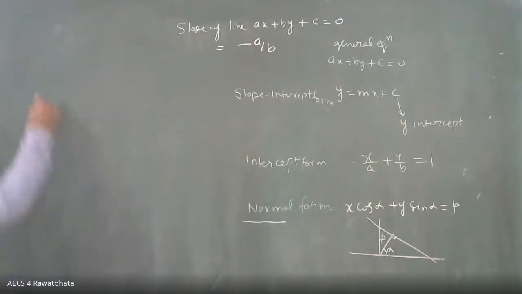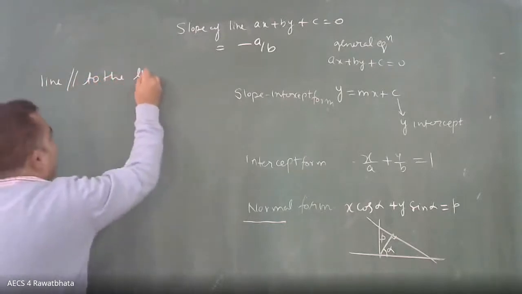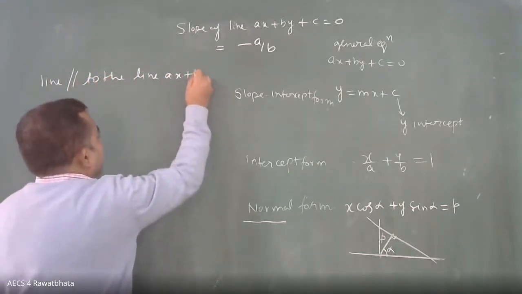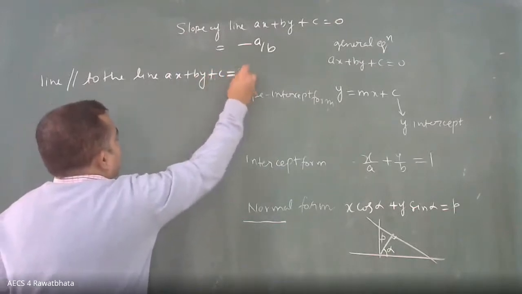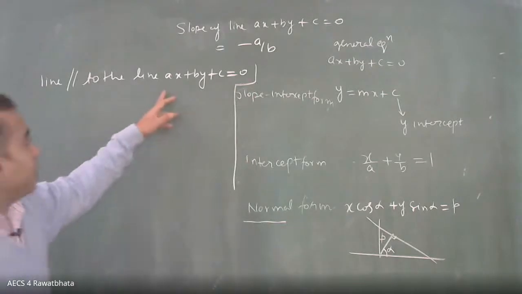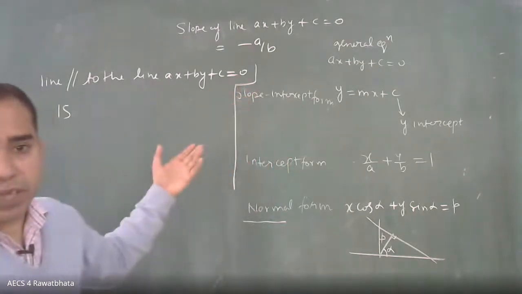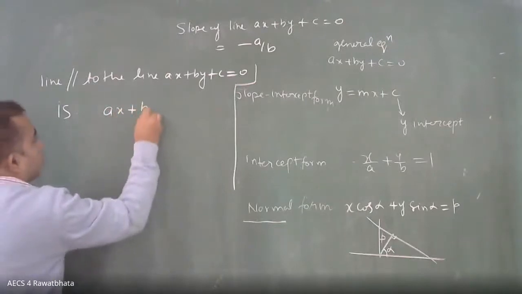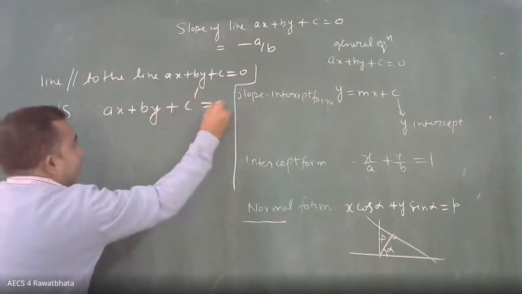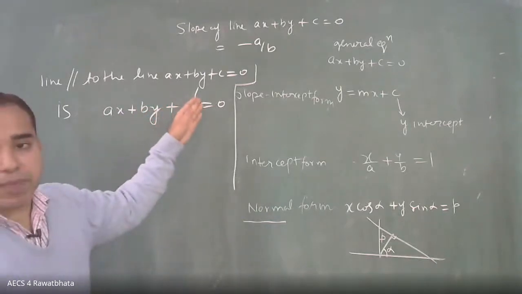And one more thing, the line parallel to the line ax plus by plus c equal to 0. This we discussed. If I want to write the equation of a line parallel to it, what should the equation be? Any one of you? ax plus by plus c dash equals 0. Exactly, Piyush. Just change the constant to c dash, and keep the x multiplier and y multiplier as they are.